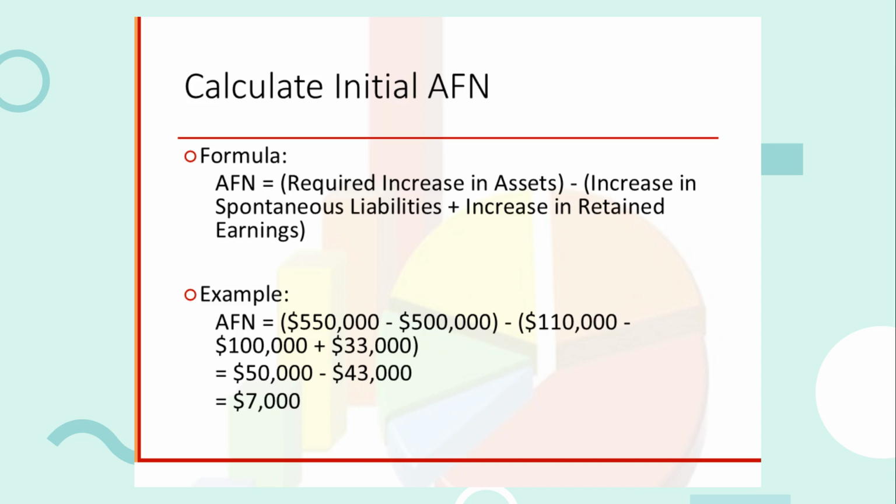According to the formula, AFN equals required increase in assets minus increase in spontaneous liabilities combined with increase in retained earnings. Follow along on the slide to see the numerical values that accompany these variables. Using this example, the additional funds needed are $7,000.